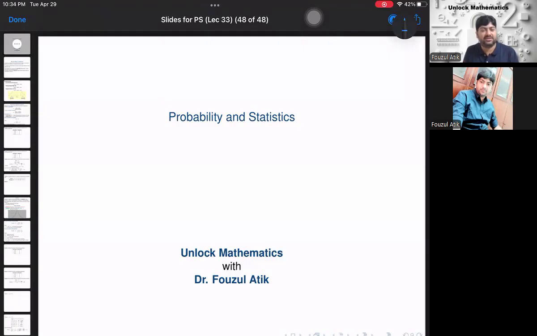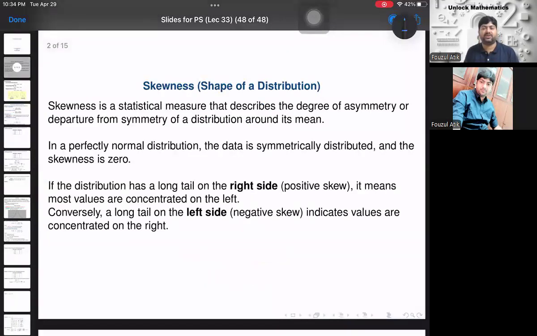In the previous lectures, we have discussed some measures of dispersion like range, variance, standard deviation, then quartile, right? All these things we have discussed in the last class. So in this lecture, we are going to discuss two more parameters that also describe the shape of the distribution. The first one is skewness, which also indicates the shape of a distribution.